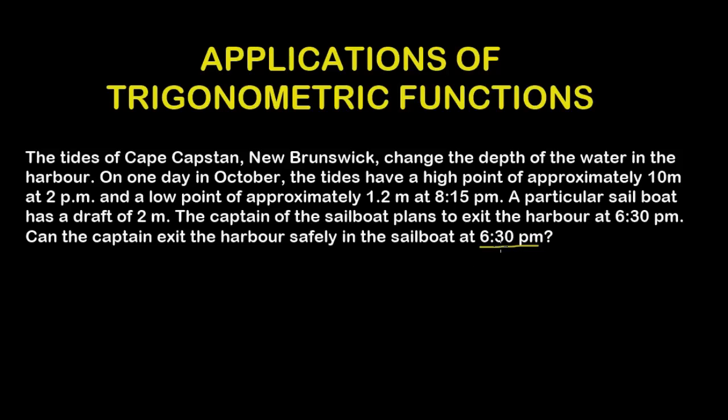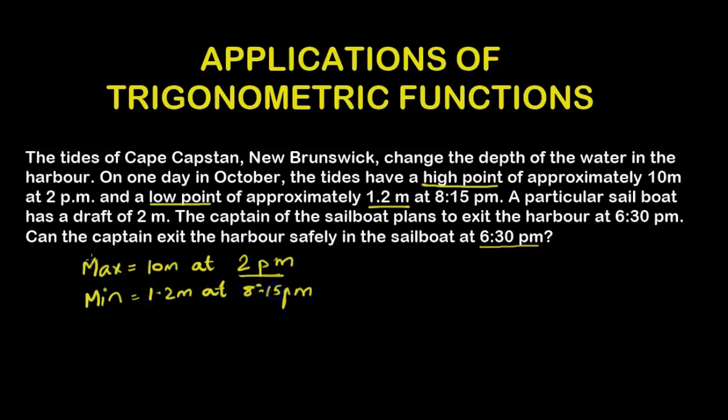Now, how do we make this an easy problem? Just turn this word problem into a graph. The high point is going to represent the maxima of the graph. So the maxima point is going to be 10 at 2 p.m. Time is going to be represented on the x-axis. Then we have the minima point, represented by the low point of the tide, which is 1.2 meters, and this occurs at 8:15 p.m. We will use both of these points to make a graph first.